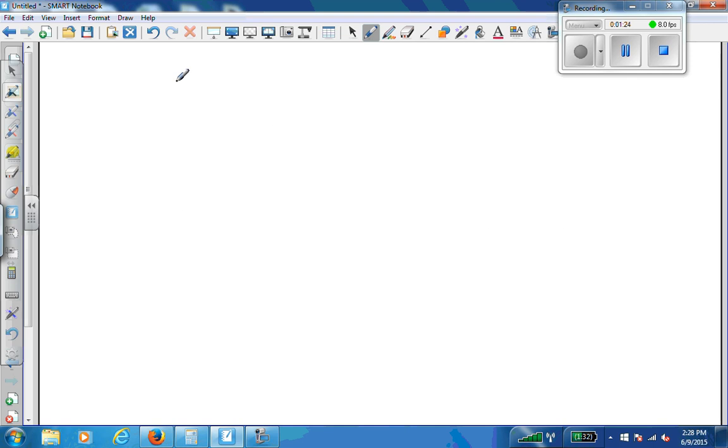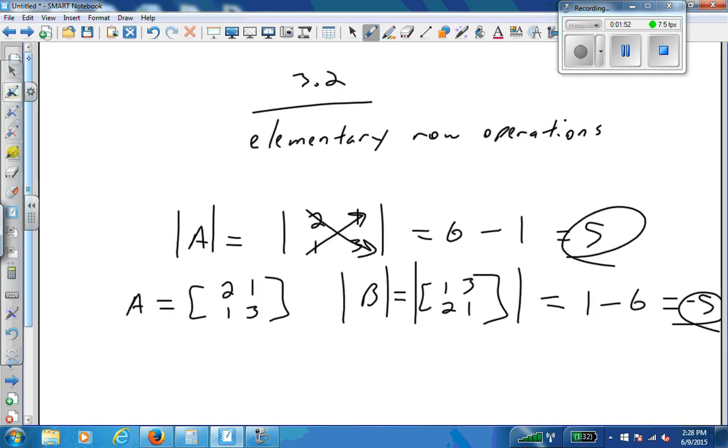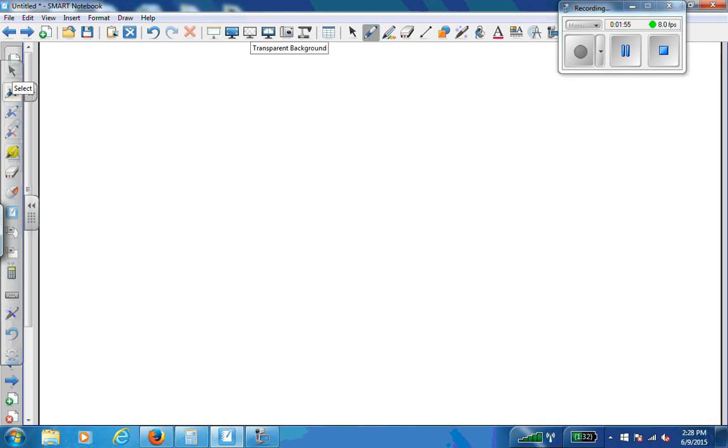So if we achieve one matrix from swapping rows from another, then the determinant of A will be the opposite of the determinant of B. Or you could say the determinant of B is the opposite of A. Either way you want to phrase that. So that was one of our elementary row operations. Another elementary row operation was adding a multiple of one row to another row.